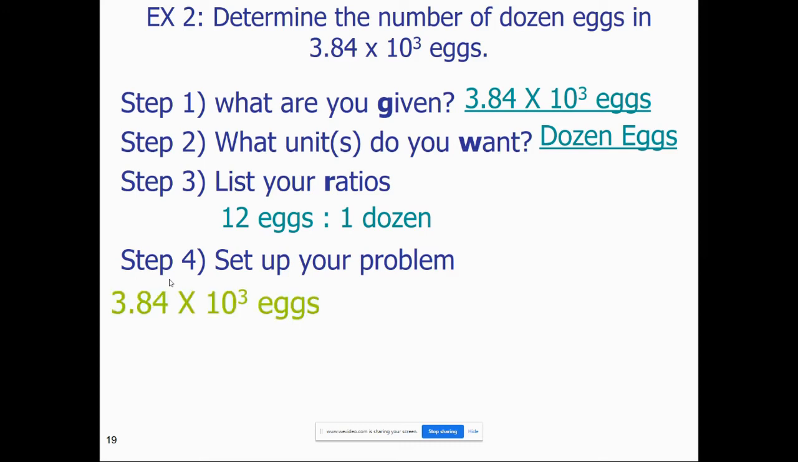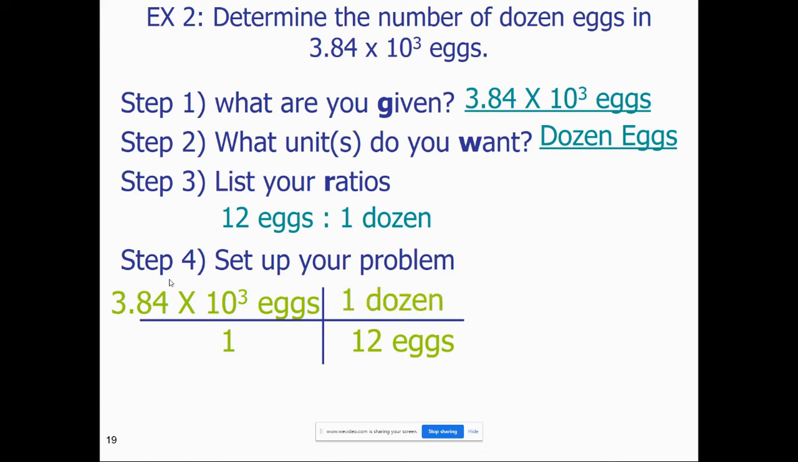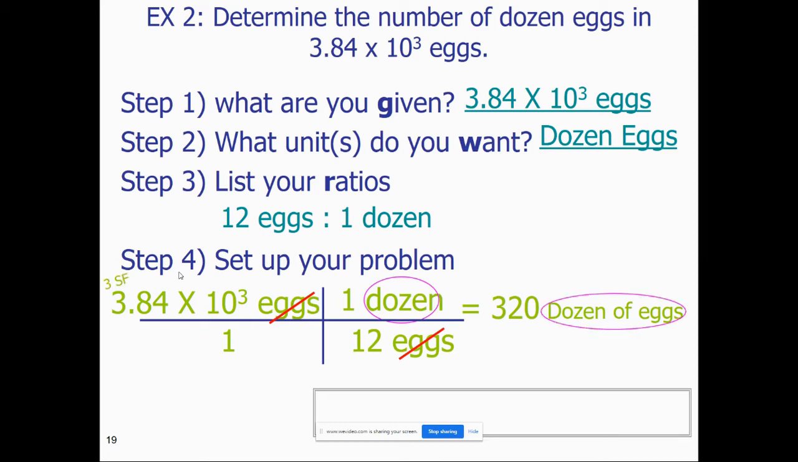Okay, so let's set up our problem. Write down what we know first, over 1. We know for every 12 eggs, we want eggs on the bottom so that it'll cancel out. You have 1 dozen. That gives you 320 dozen eggs. Put that on your calculator. Make sure you get that answer. Make sure you know how to enter your scientific notation. 3 sig figs. The way you show that it is 3 sig figs is you put that decimal right at the end.